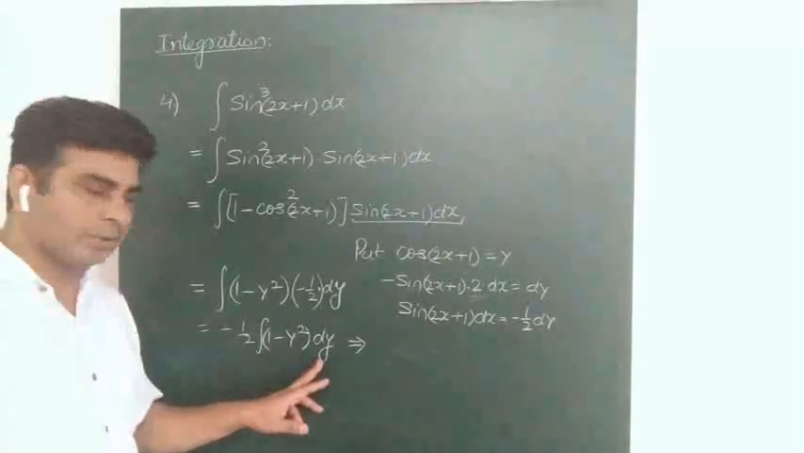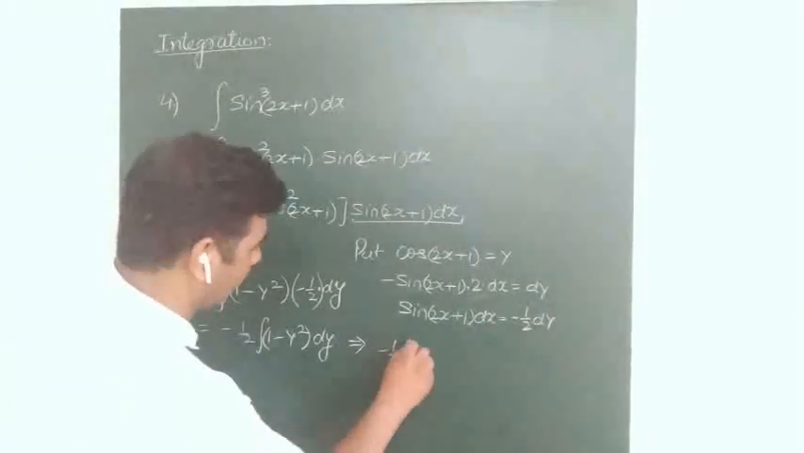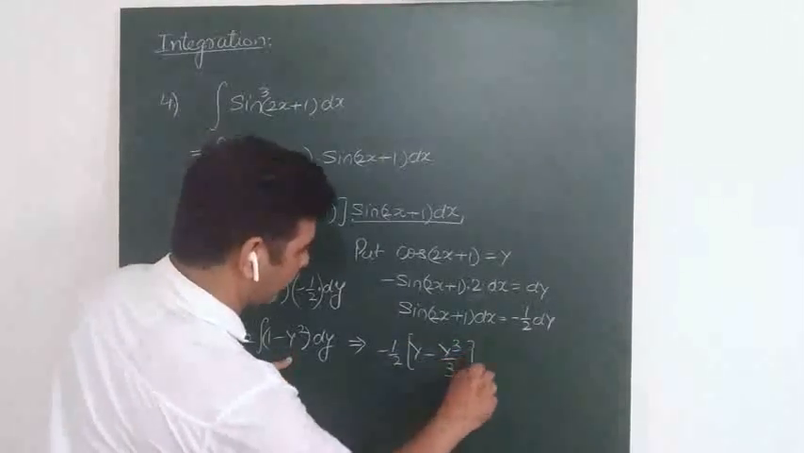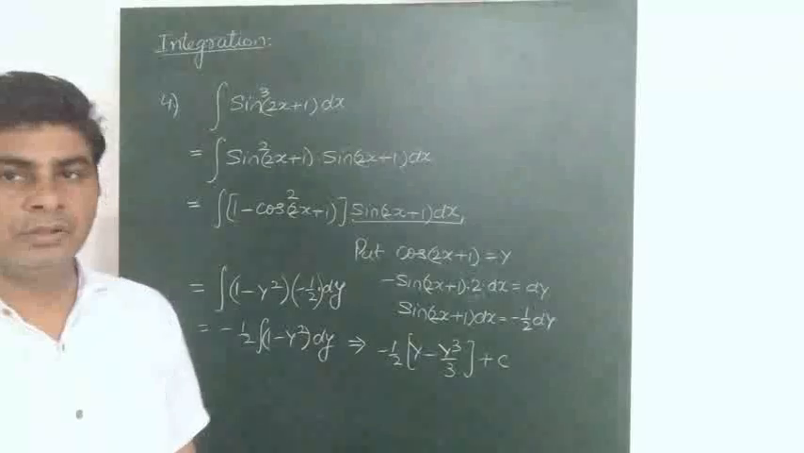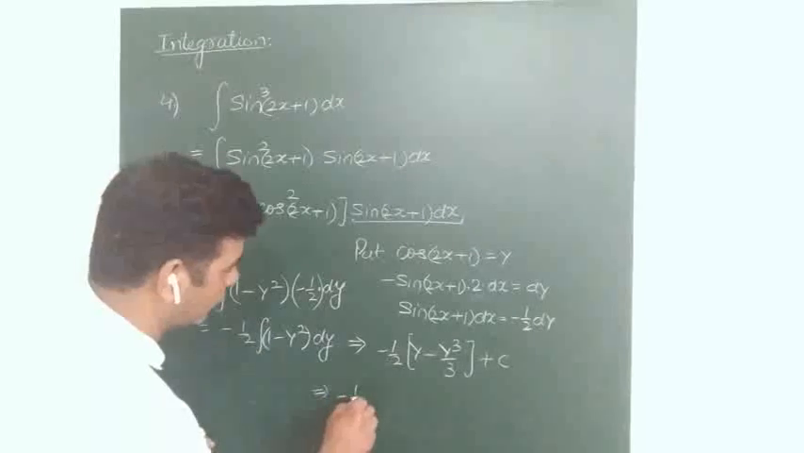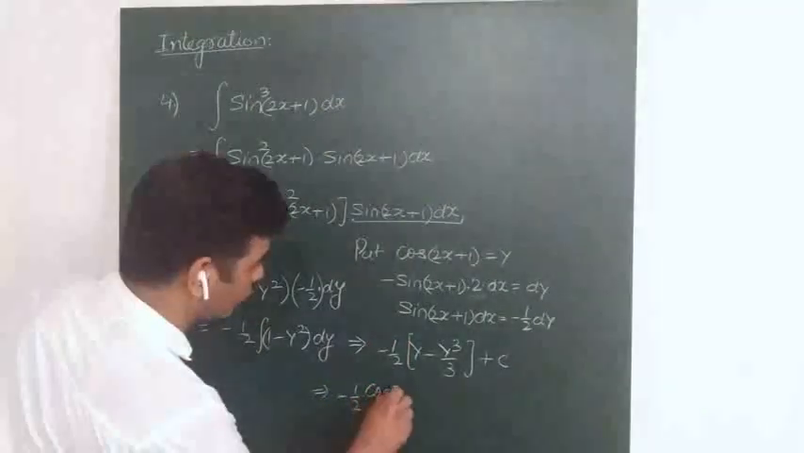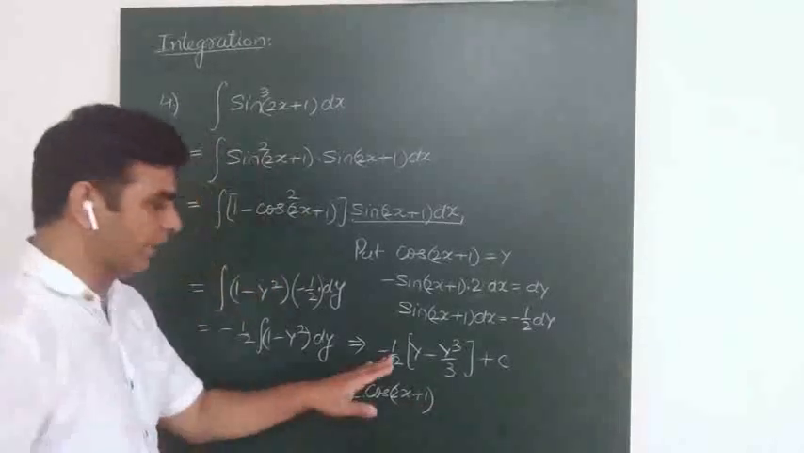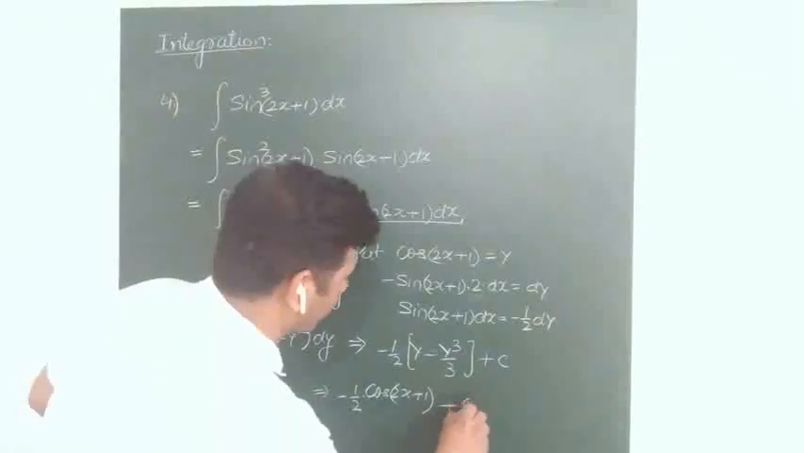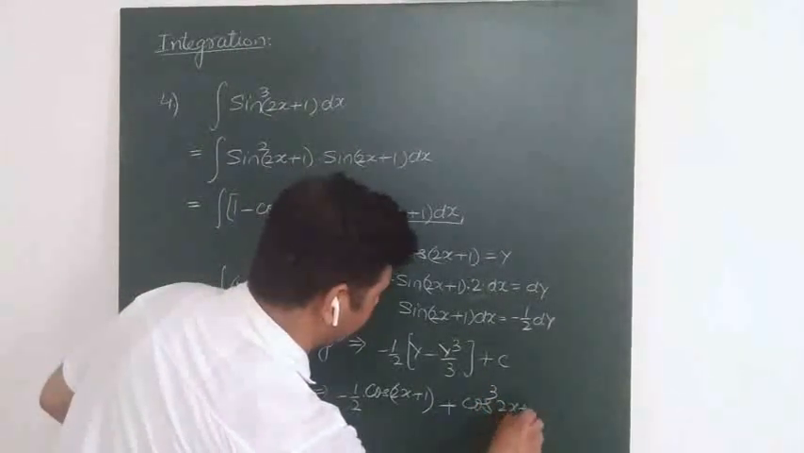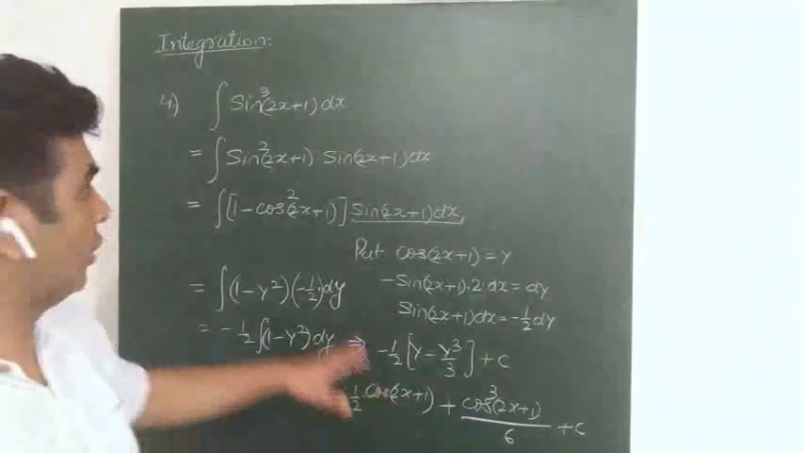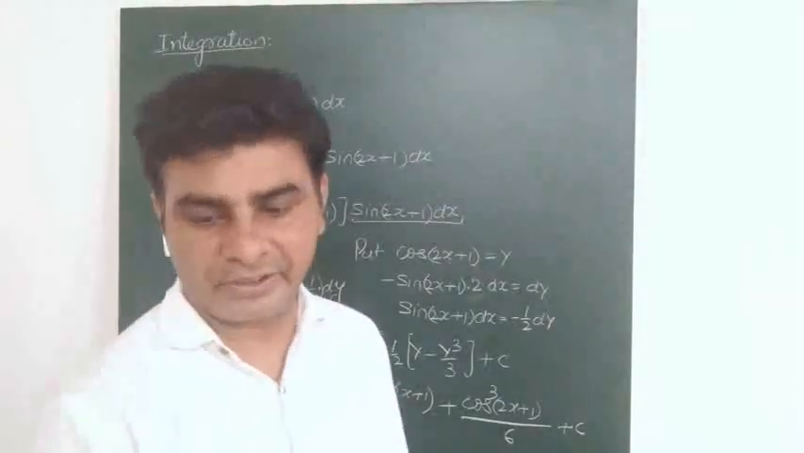Integration of 1 with respect to dy will be y. So this is y minus the integration of y square, which is y cube by 3, plus c. Now just put down the value of y. This is equal to minus 1 by 2 into y, which is cos 2x plus 1. This minus 1 is to be multiplied with this term also. So this is plus cos cube 2x plus 1 upon 6 plus c. So this is the solution of question number 4 from your exercise 7.3.